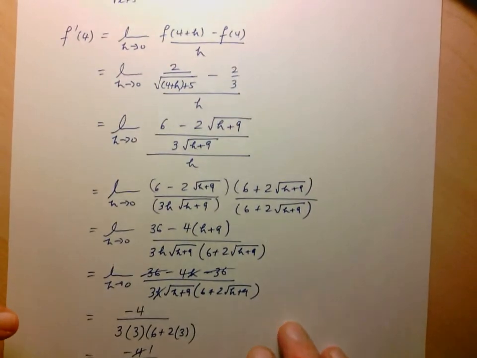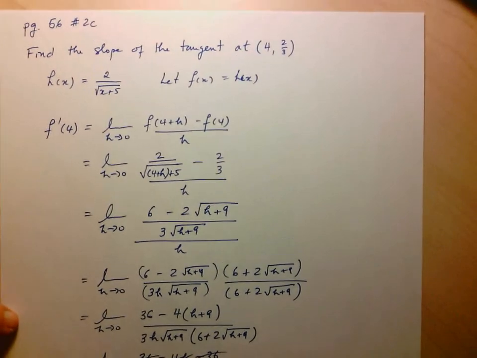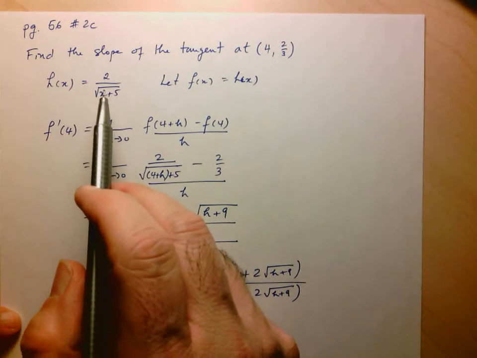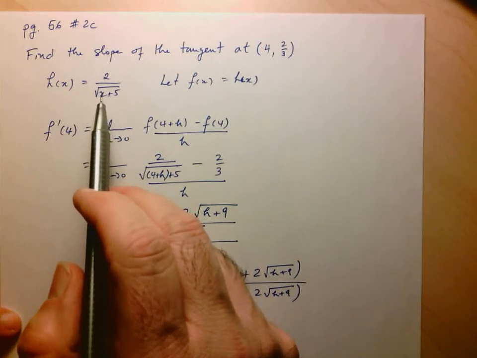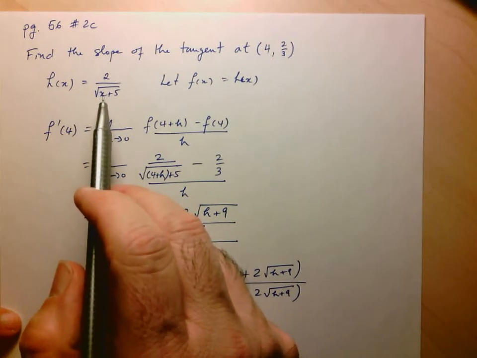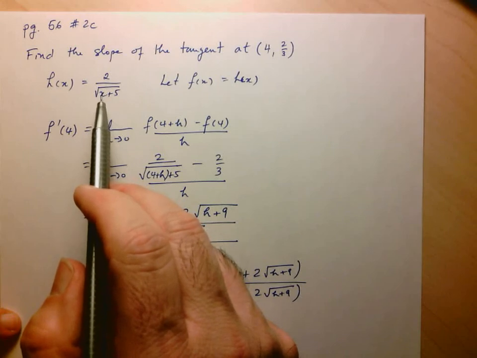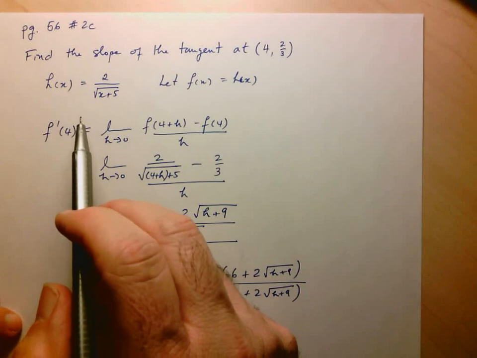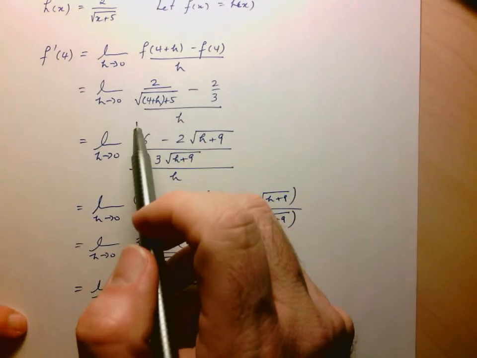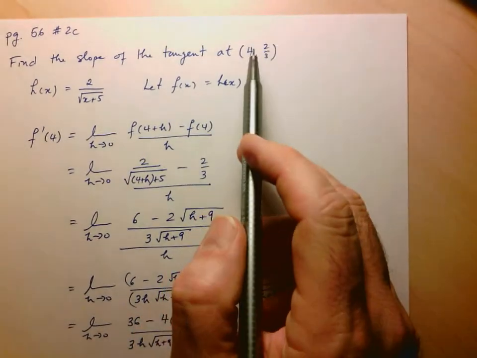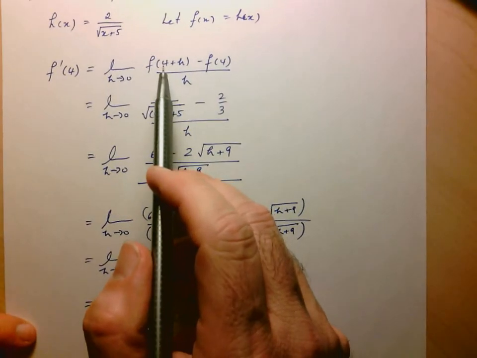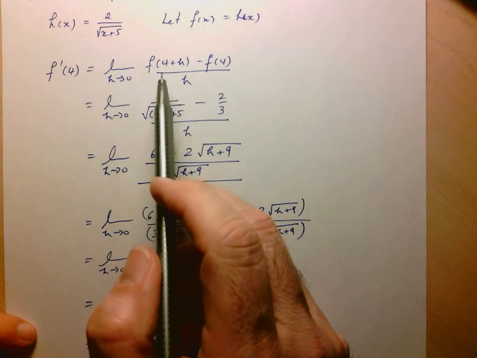Quite a bit of algebra on this one, but just to recap, here they want us to determine the slope of the tangent at this point, but this function is not easy to differentiate using the tools that we have. In fact, it's impossible to differentiate using the tools we have at this point, so that's why I had to go to the limit definition. And because I only needed the slope of the tangent at this one value, that's why I determined the derivative at a point as opposed to the derivative function.